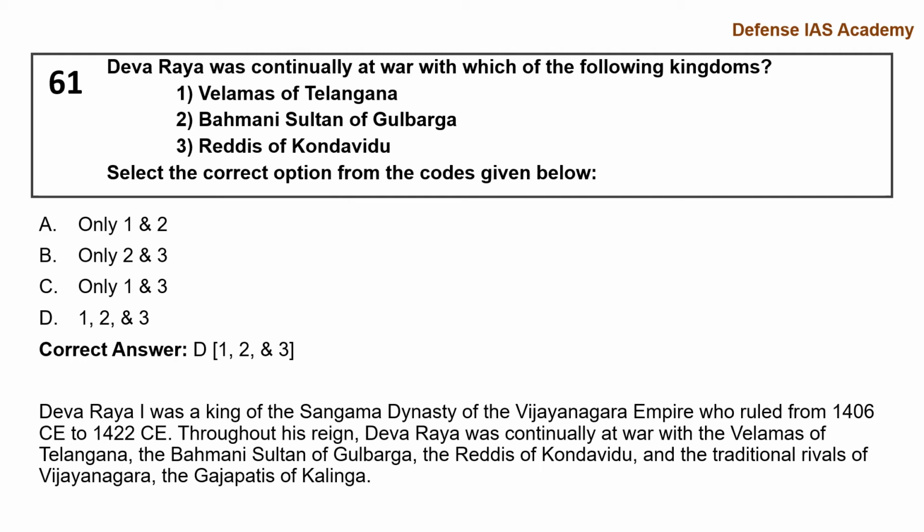Devaraya I was a king of the Sangama dynasty of the Vijayanagara Empire who ruled from 1406 CE to 1422 CE. Throughout his reign, Devaraya was continually at war with the Velamas of Telangana, the Bahmani Sultan of Gulbarga, the Reddis of Kondavidu, and the traditional rivals of Vijayanagara, the Gajapatis of Kalinga.